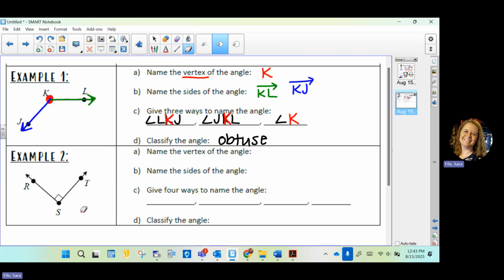All right, what about example 2? What is the vertex? Good. Okay, what would I name this side that I went over in green? Ray ST, good. Okay, and the other side? Good.